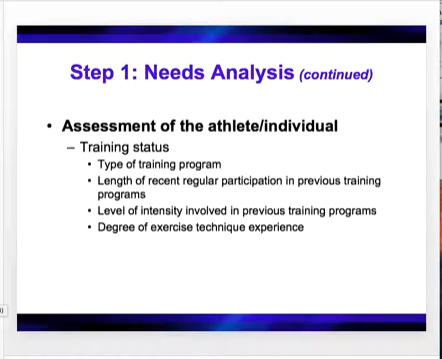Training status. What type of training program are you going to design for yourself? What length or recent regular participation in previous training programs have you accomplished? Once again, are you a novice? Are you a beginner? Is this the first time you've lifted ever in your life? Are you an athlete? Are you already on a training program? Or are you one that maybe when you were younger or at some point in time you were on a strict training program and it's just been several years since you've gotten back on that? The level of intensity involved in previous training programs, and then your degree of exercise technique experience.